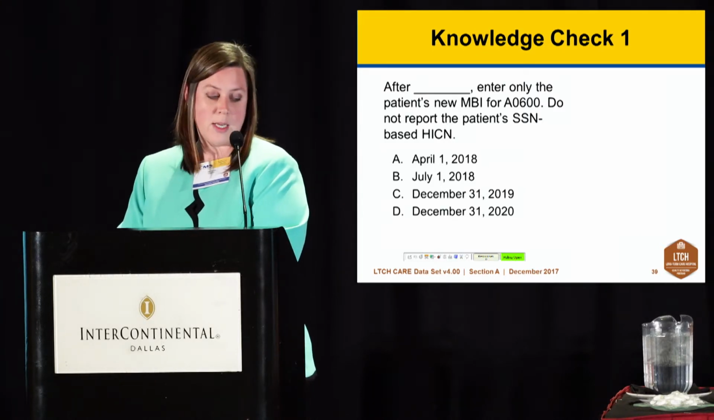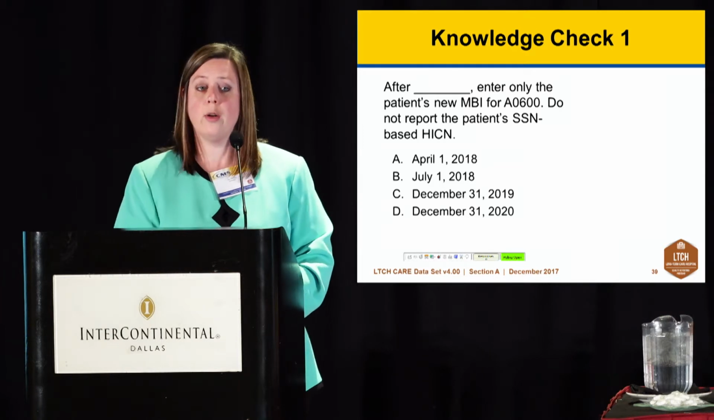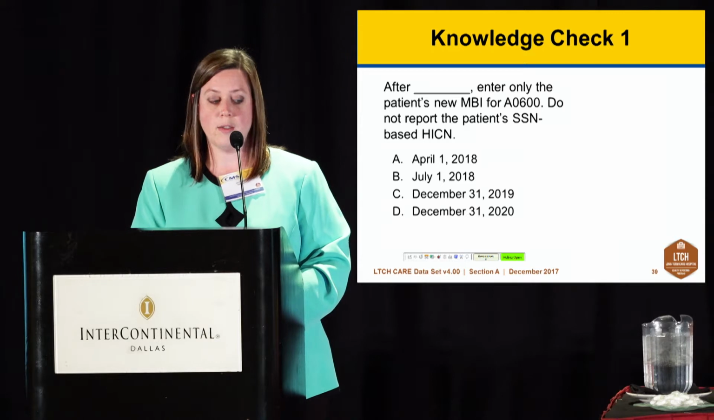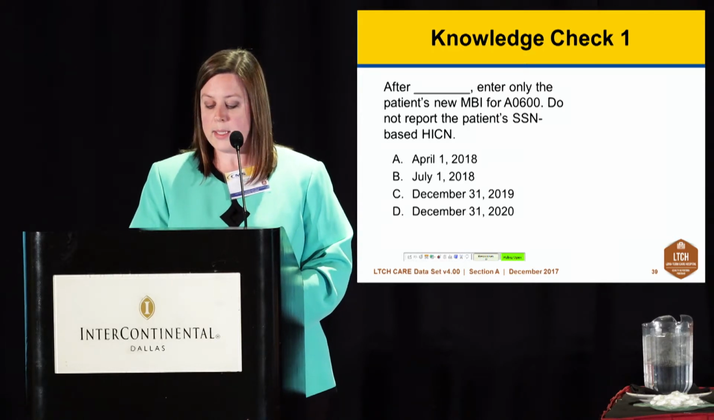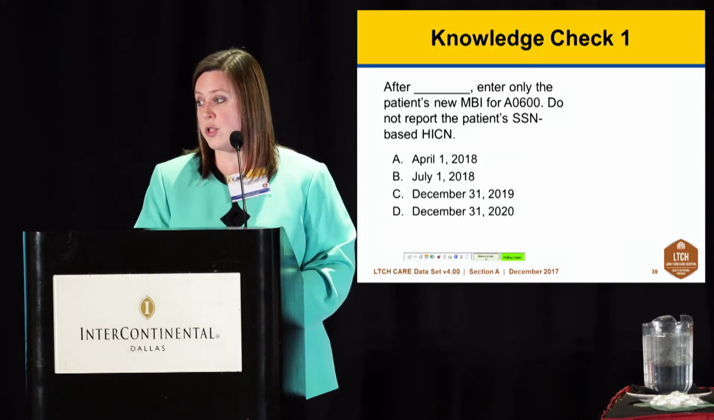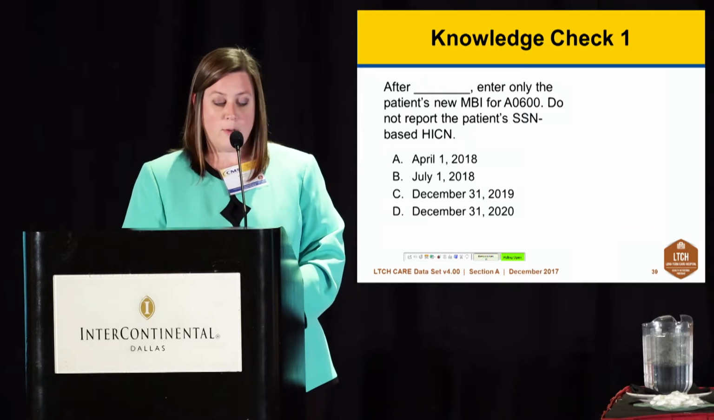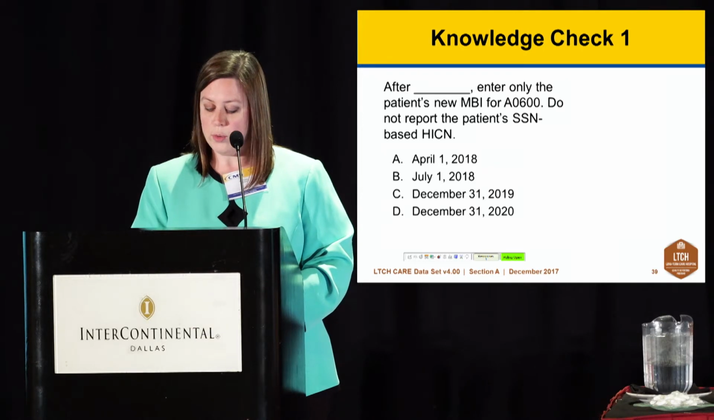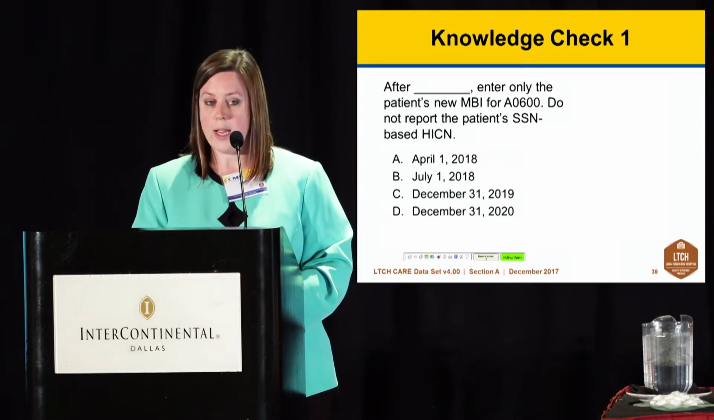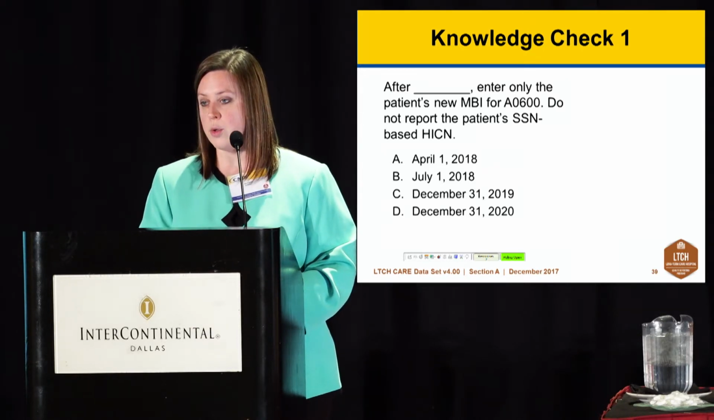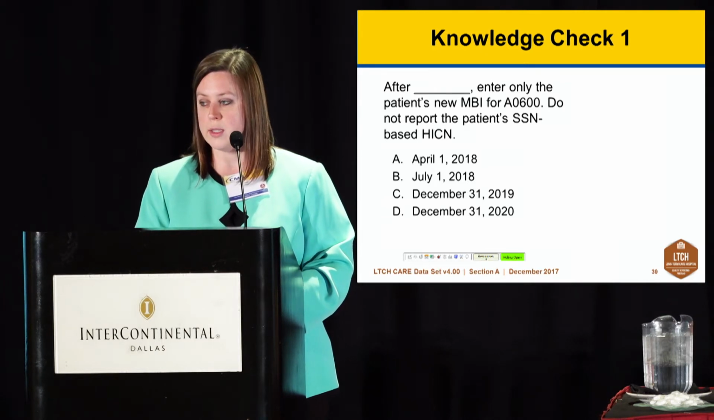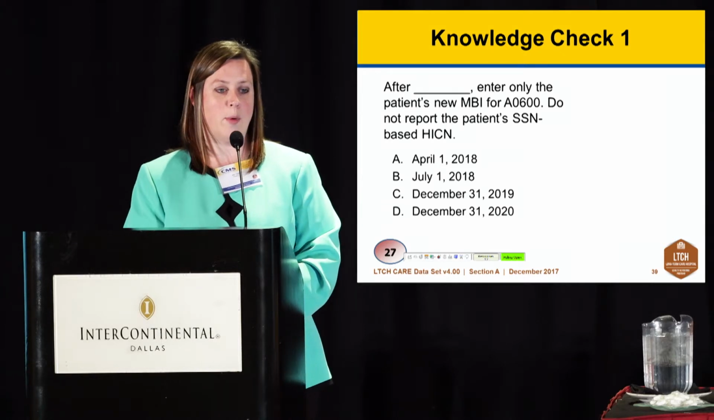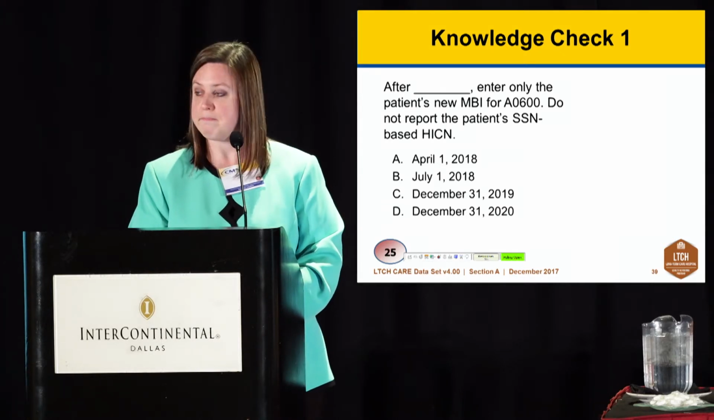So here we have our first knowledge check. This is a polling question, so you're going to want to make sure that somebody is designated to push the button on your polling device. We want to see what we've learned about Section A or refreshed our memory on. So our first question is, after which date are you to enter only the patient's Medicare beneficiary identifier and no longer the Social Security-based health insurance claim number? I'll give you a few minutes to go ahead and punch that selection in.